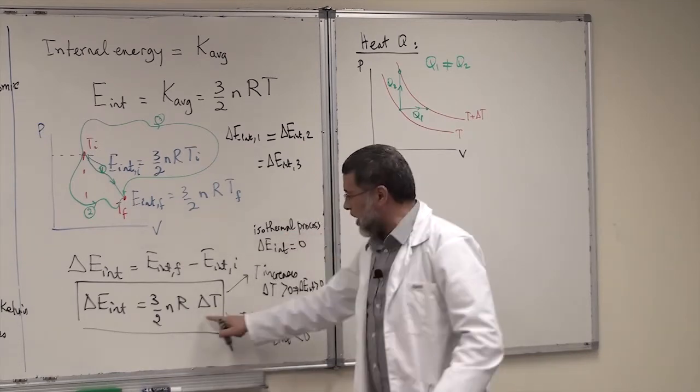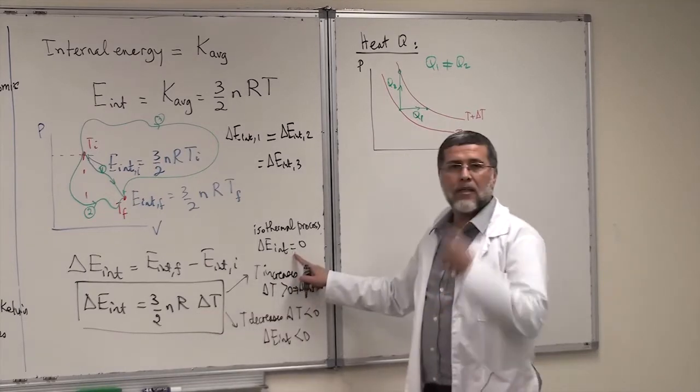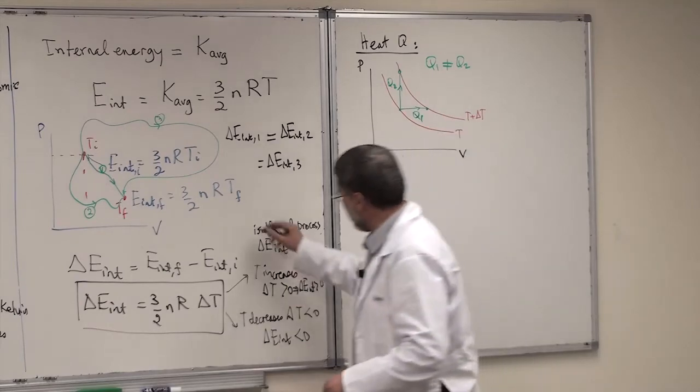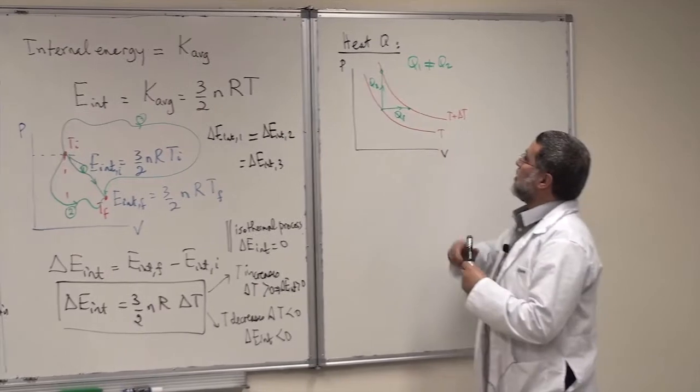Will be equal to 0 because isothermal temperature is constant. So delta T will be 0, and you have delta E internal equal to 0. This is important to point out, okay? So let's go back to the heat here.